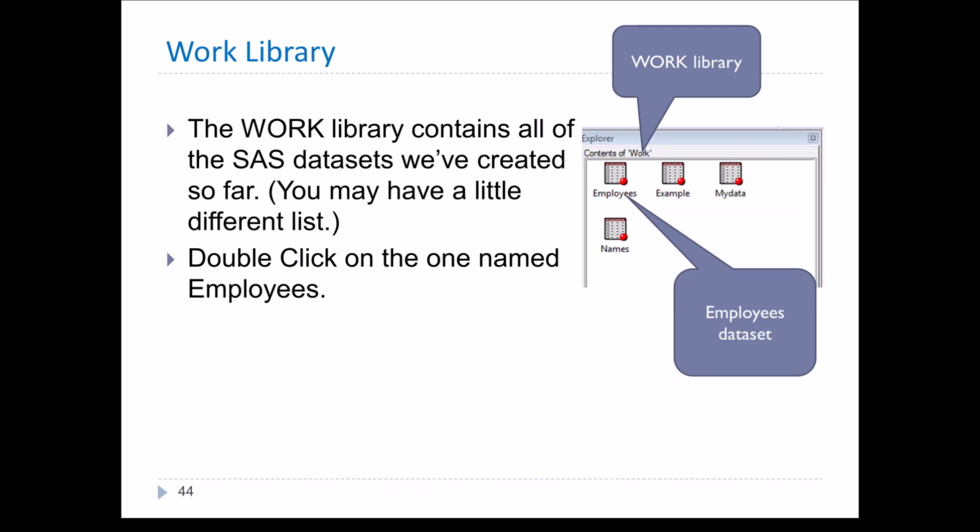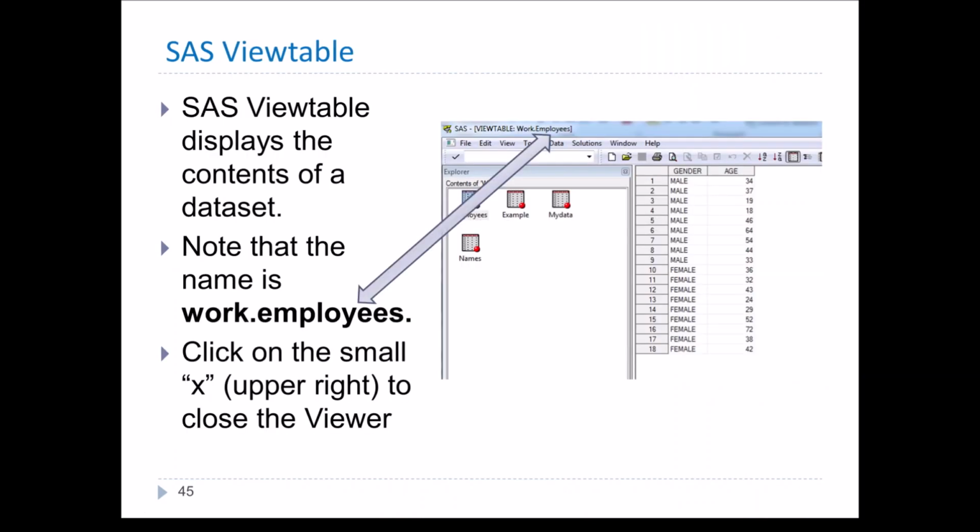But hopefully you have the one called Employees. So we're going to double click on the one named Employees, and that allows us to see what's in that data set. It brings up the view table for work.employees, and here's the data that it created. It's a good idea to look at a data set you've created just to verify that the information you've read in is just as you suspected it would be. So go ahead and use the view table to see the contents of a data set.